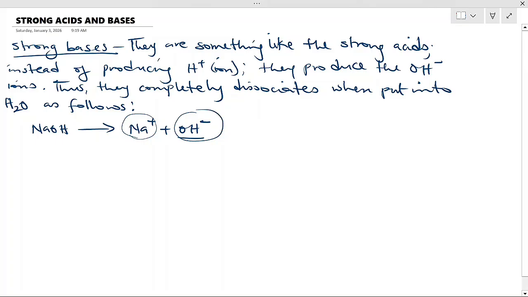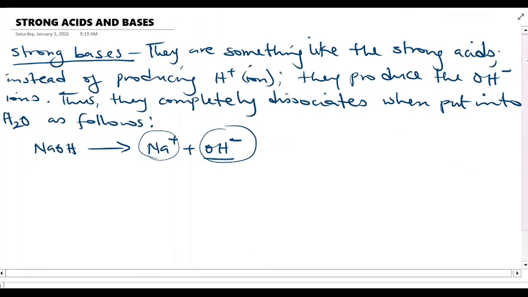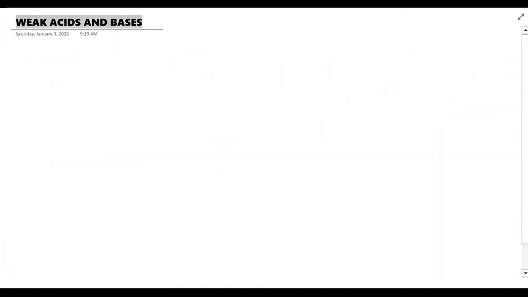Now we move to the important aspect, which is the weak acids and the weak bases. I want to do that in another slide. So we have the weak acids and the weak bases. Weak acids and bases do not completely dissociate when put into water. Simply put, that's how they are very different from the strong acids and bases.